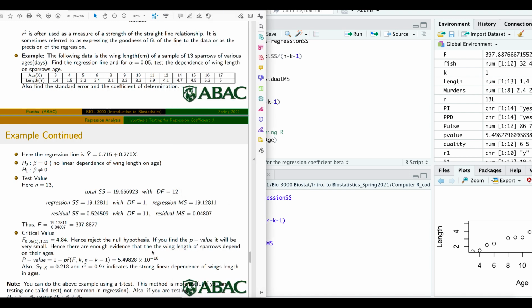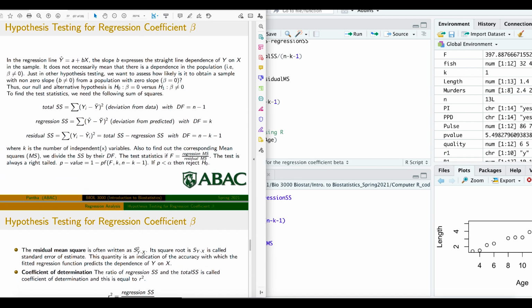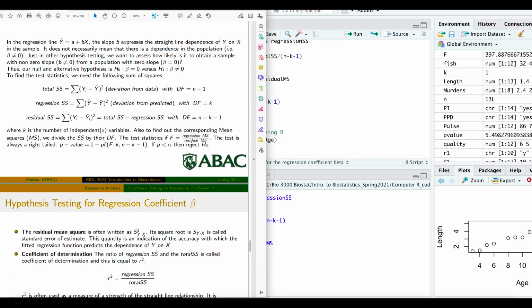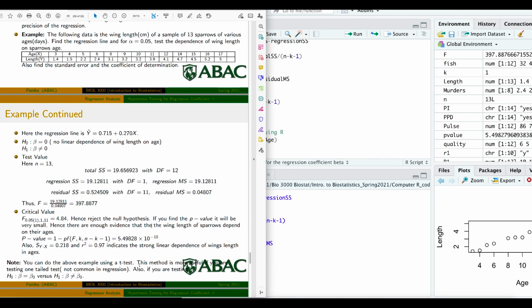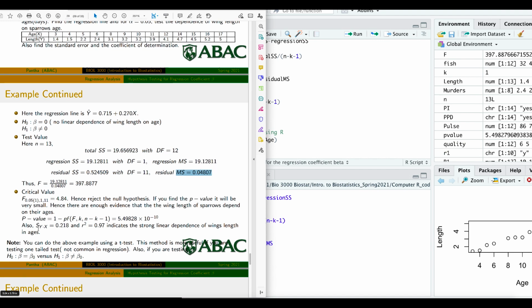Now I will show you how we find out SYX. Do you remember that we mentioned the residual mean square? The square root of the residual mean square, you will get what?